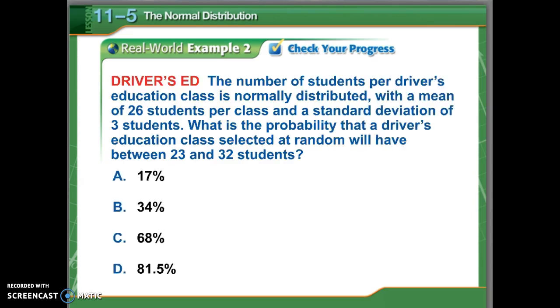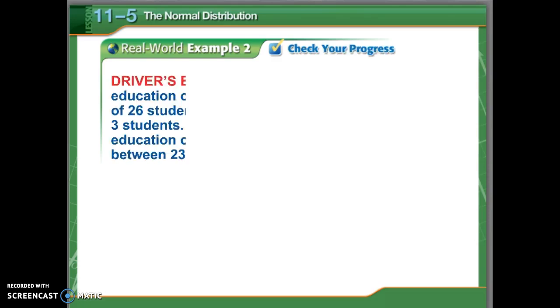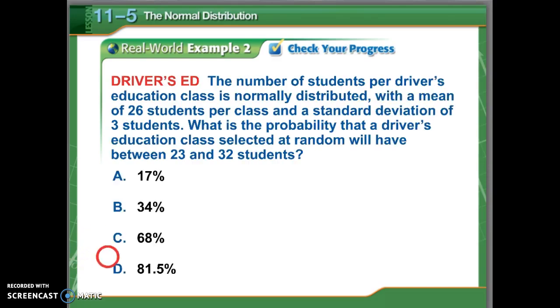Okay, we've got a check your progress problem for example 2. Go ahead and pause the video, read through the situation. When you have your answer, go on to the next slide. This time our answer is choice D, 81.5%.